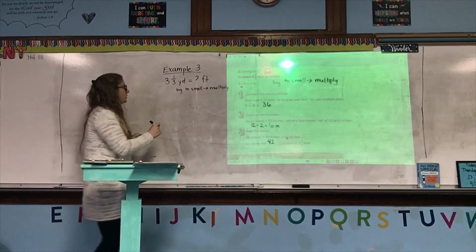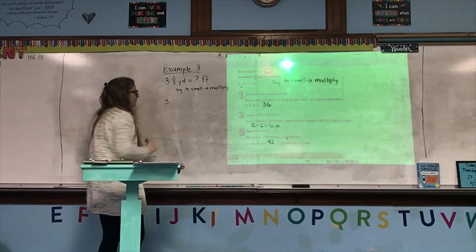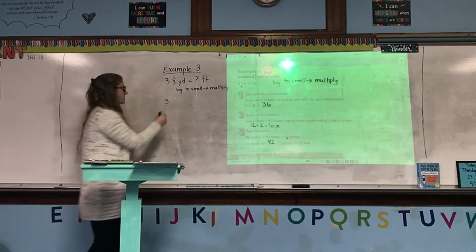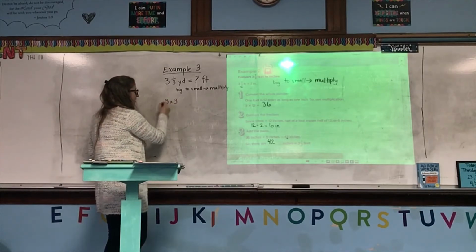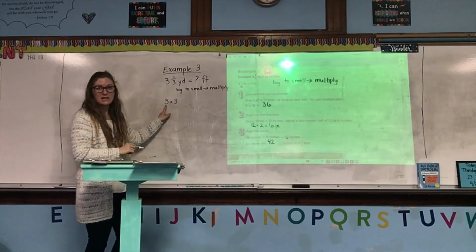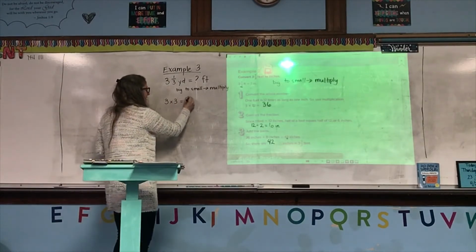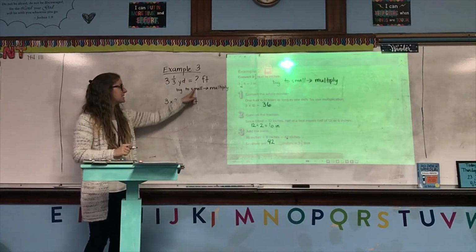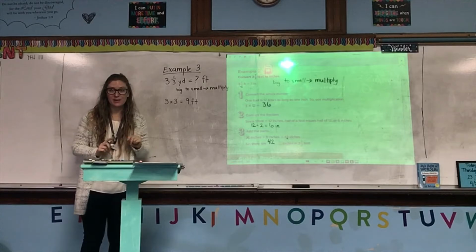First, we convert the whole number. We have 3 yards. We know that there are 3 feet in each of those yards. So we're going to multiply 3 yards times 3 feet, because we're taking that 3 feet and we're repeating it 3 times, to get 9 feet. So there are at least 9 feet in 3 yards.